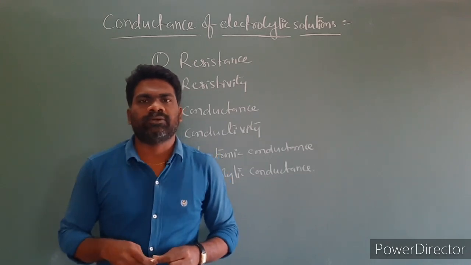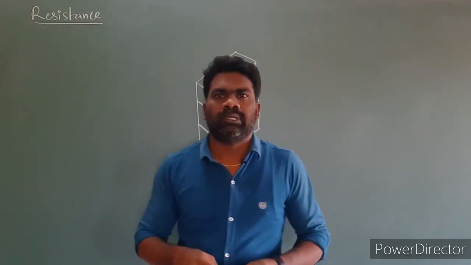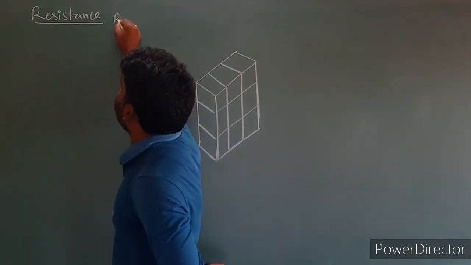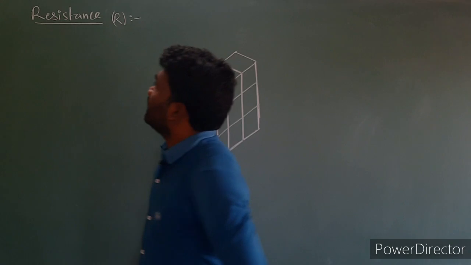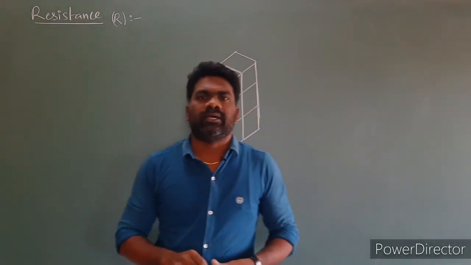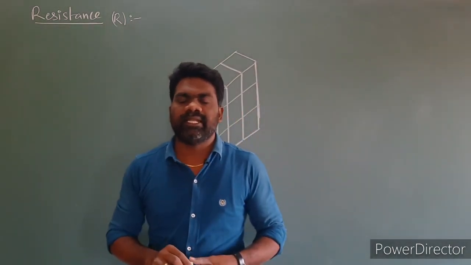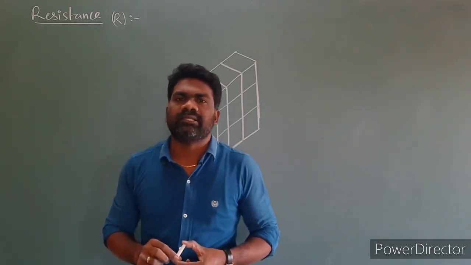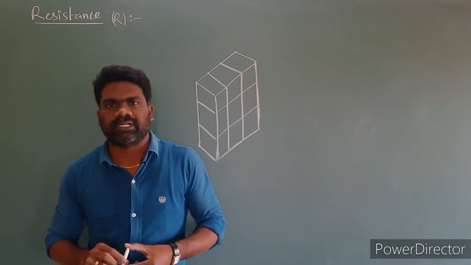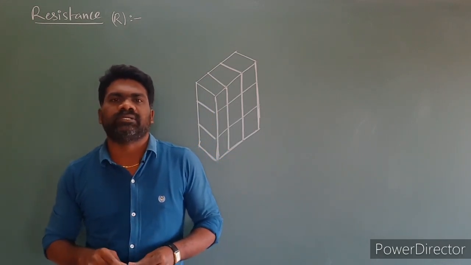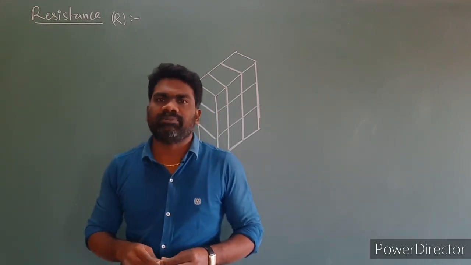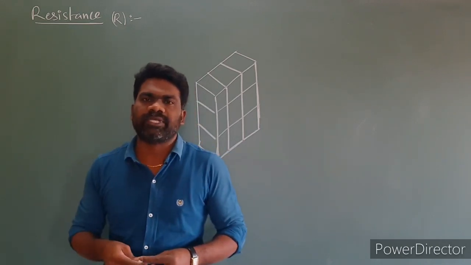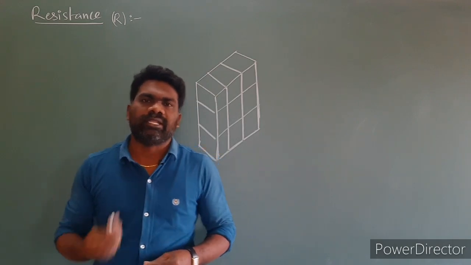Now let us discuss one by one in detail. Next, resistance. Resistance is denoted by letter R. Resistance is defined as the hindrance to flow of current in a conductor. Resistance is a measure of opposition to the current flow in a conductor.